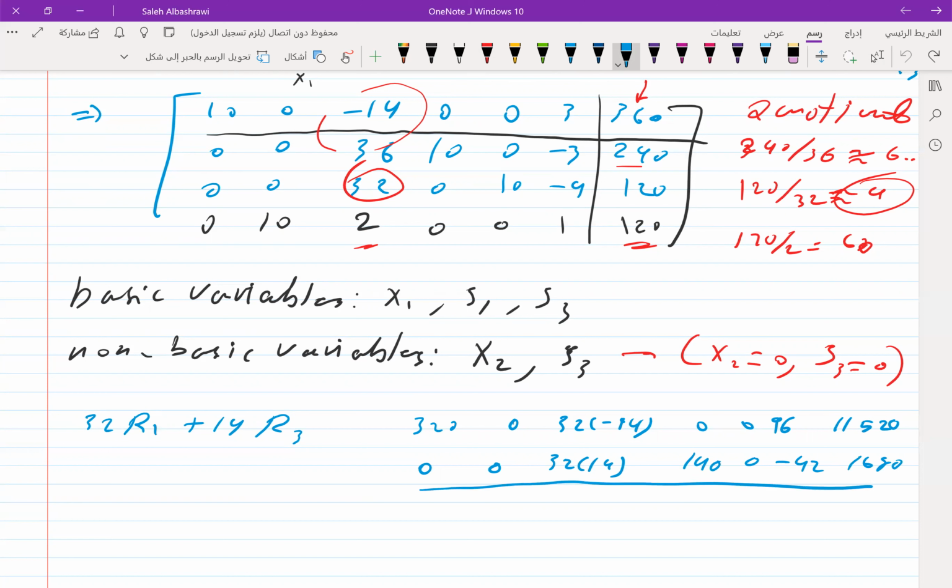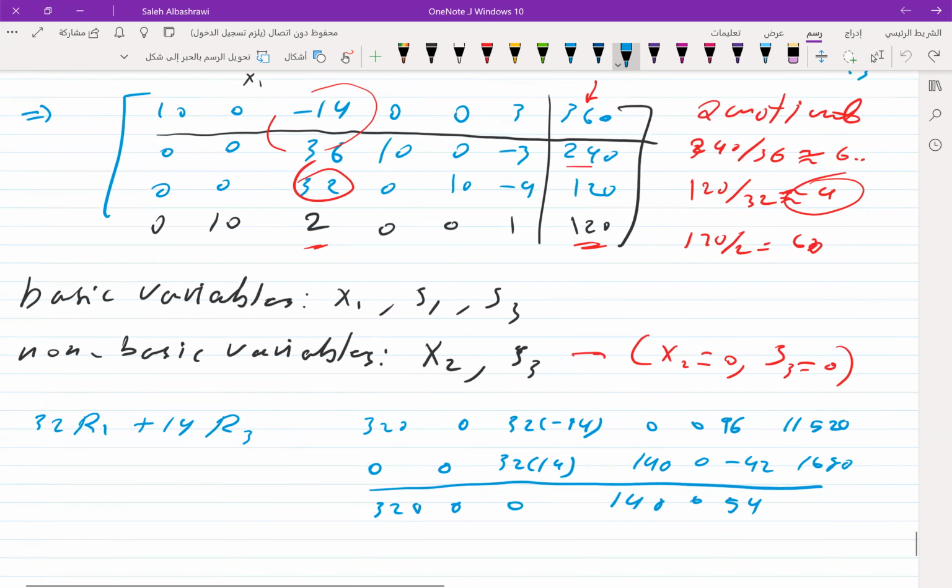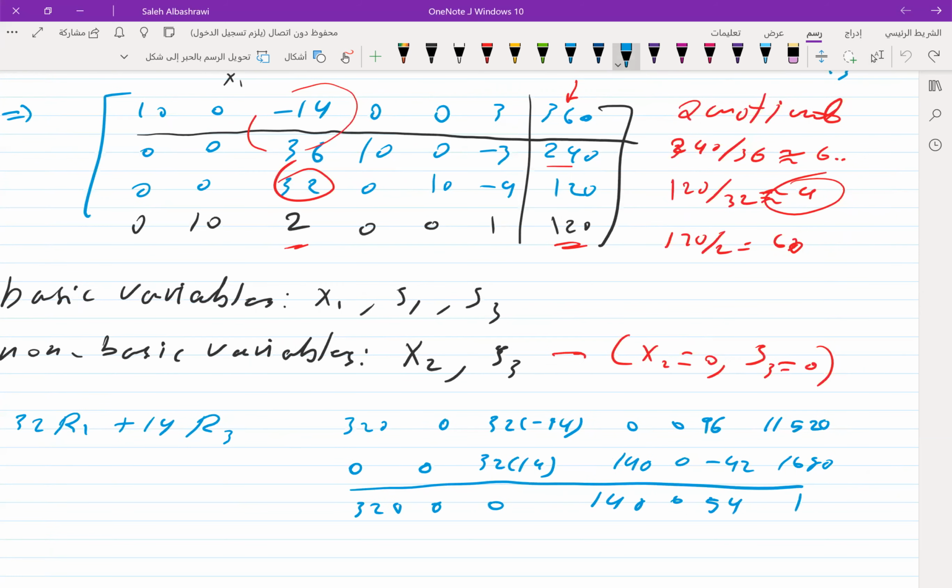Add them together. I will have 320, 0, 0, 140, 0, and minus 42, and 54. And the last one will be 13,200. Now this is R1.